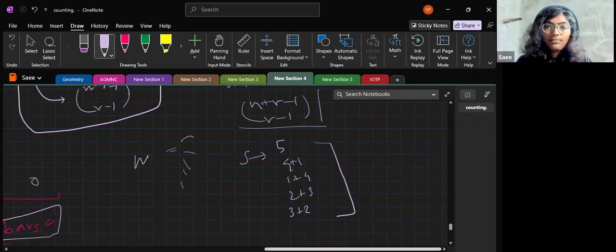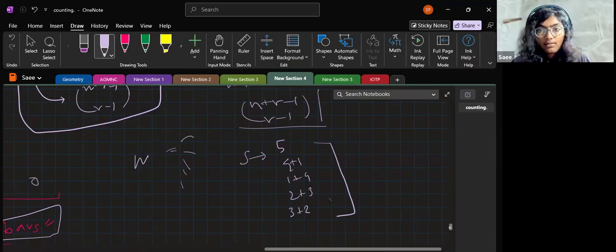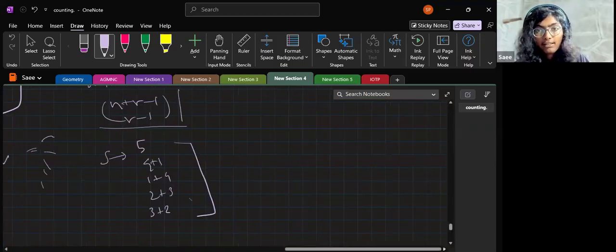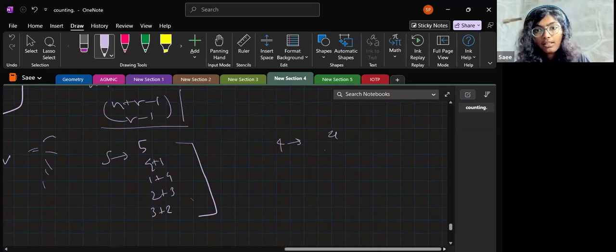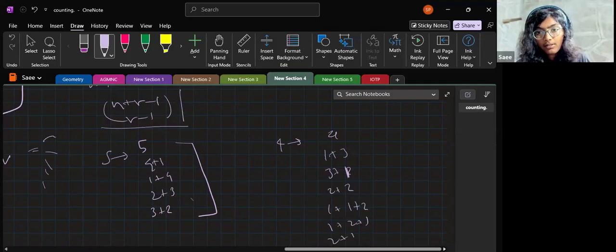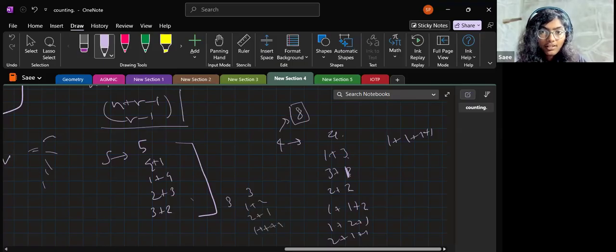And there are some nice things that come up. Let's try to quickly do it for 4 and see the magic. So for 4, you'll have 4, 1 plus 3, 3 plus 1, 2 plus 2, 1 plus 1 plus 2, 1 plus 2 plus 1, 2 plus 1 plus 1, or 1 plus 1 plus 1 plus 1. That's 1, 2, 3, 4, 5, 6, 7, 8. So for 4, you seem to get 8. And for 3, if you list down 1 plus 2, 2 plus 1, 1 plus 1 plus 1, you get 4.